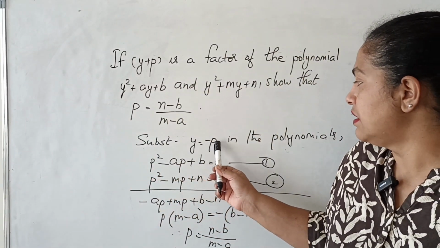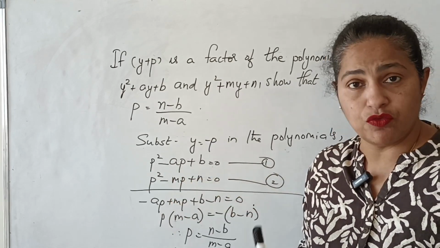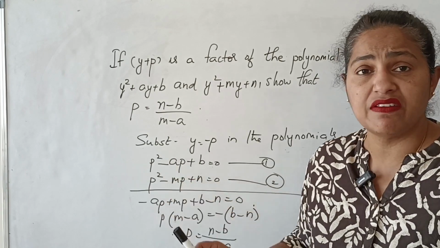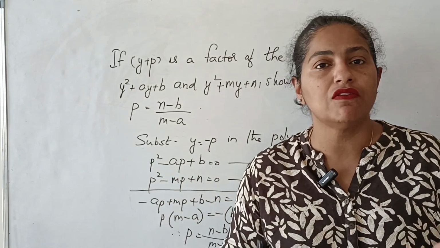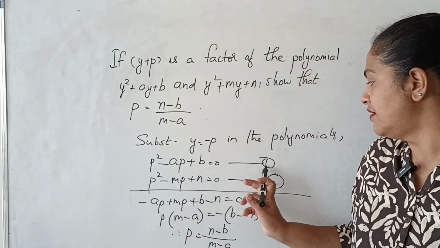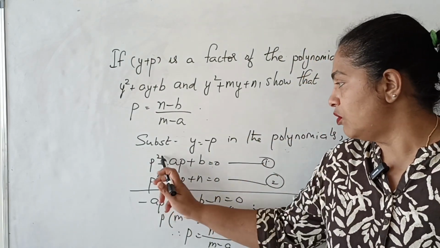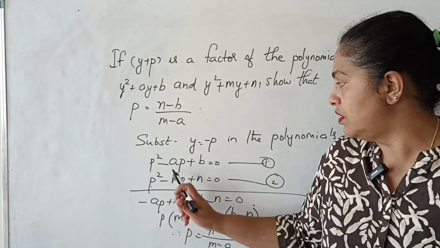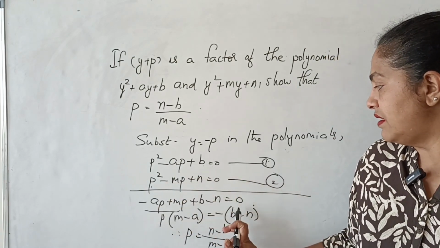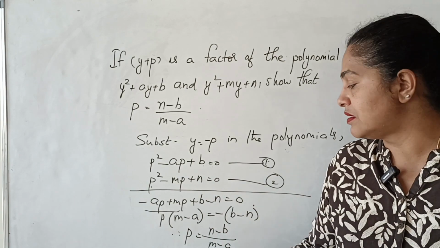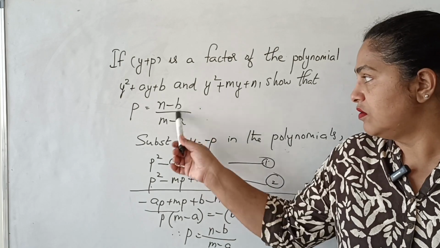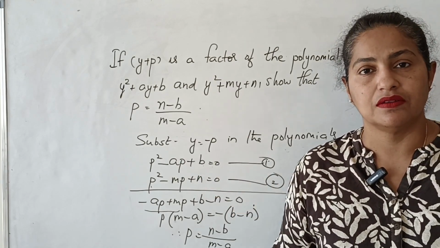After substituting y is equal to minus p, I am getting these two equations. Now equation 1 and equation 2 both have got p square. I want to eliminate whatever is common. It is always better to eliminate them. So I want to eliminate p square, which means I need to subtract 1 minus 2. So p square minus p square becomes a 0. Minus ap minus mp will give me this, and b minus n is equal to 0. Rearranging the terms, I will get p is equal to n minus b by m minus a. That is what is required.